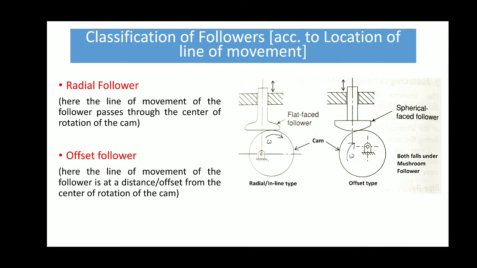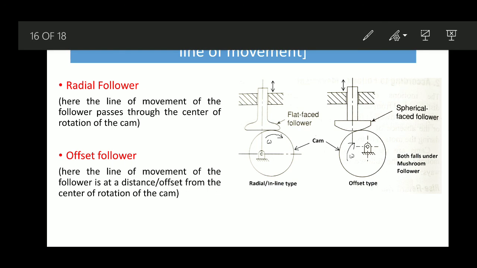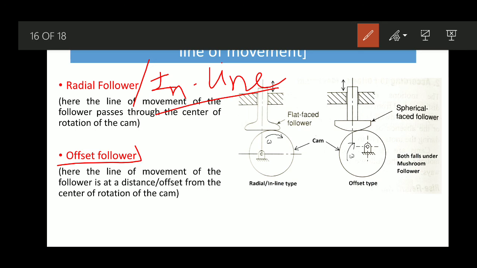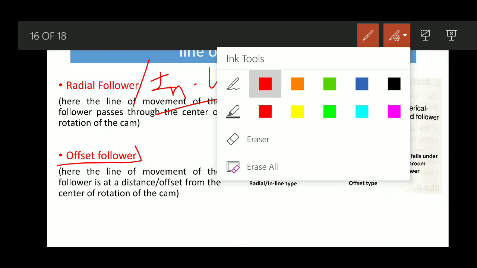Similarly, according to the location of the line of movement, we can consider a radial follower or an inline follower. It is also known as an inline follower, in the same line. And we can have offset, you already know the word offset. So now, what is radial? How can we define them?